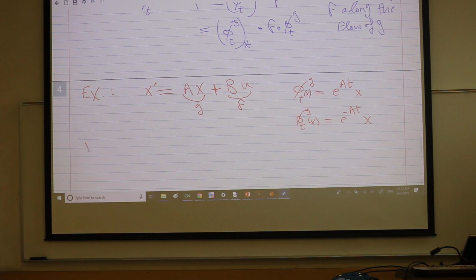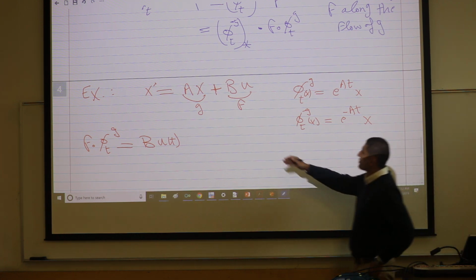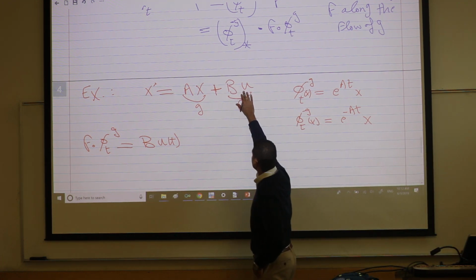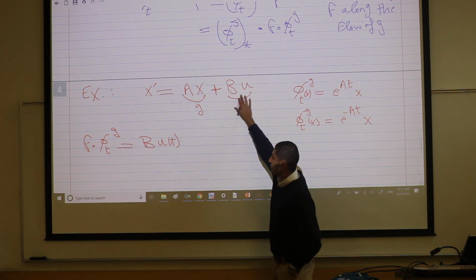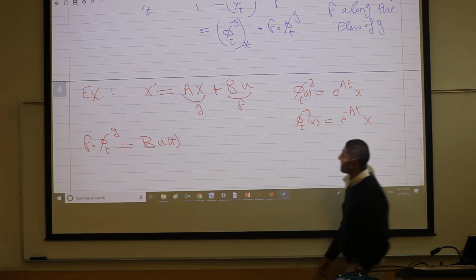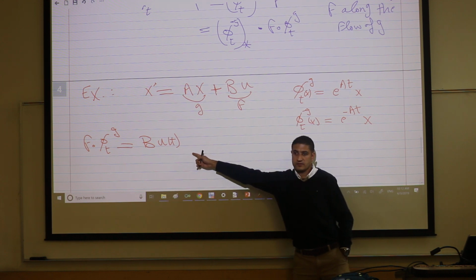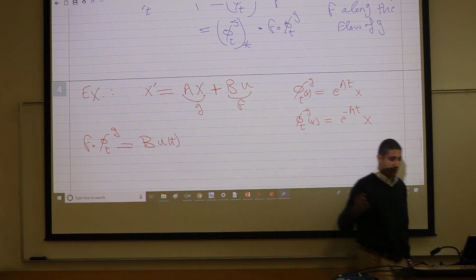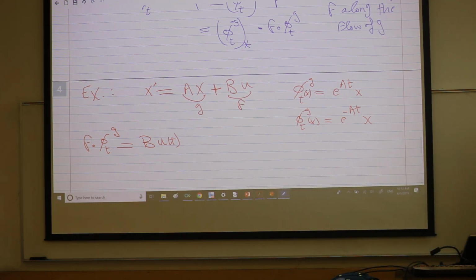So what is F composed with the flow of G? Well, F is just Bu, so actually the flow didn't matter at all, right? It's just a constant. It's a constant vector field, doesn't depend on x. It's just time varying, but constant with respect to x. Any issue with this statement? Don't want to make it overly simple. Okay, so I got this F.